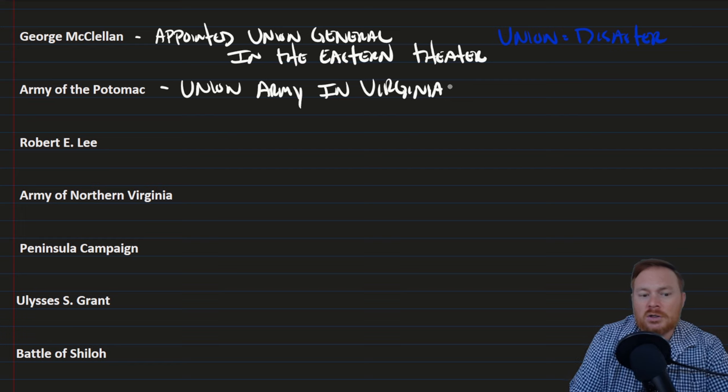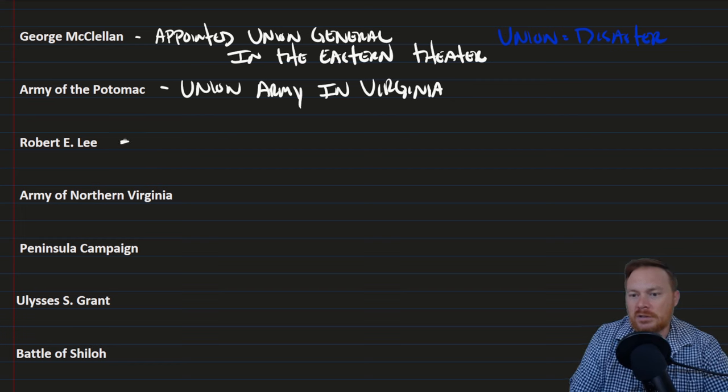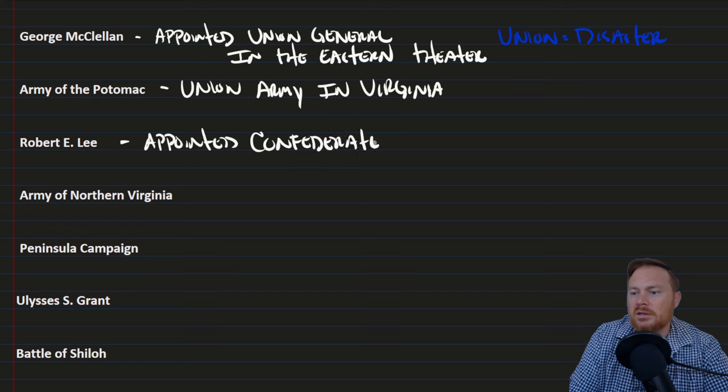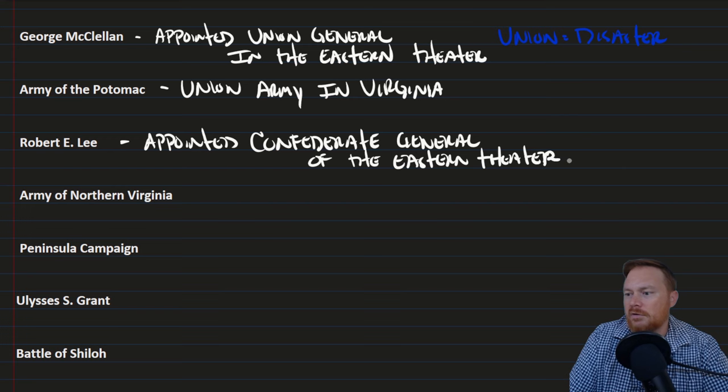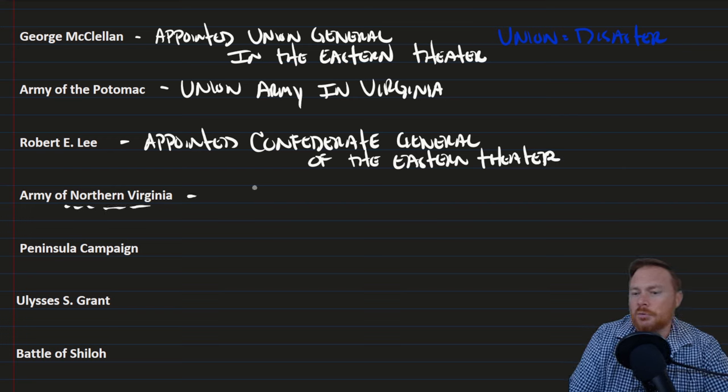of the Potomac is. For the Confederacy, Robert E. Lee is appointed as the Confederate general. He actually does not begin the war in a position of field command, but he eventually is appointed Confederate general of the Eastern Theater. All right, Eastern Theater. And the Confederate Army is appropriately called the Army of Northern Virginia. So this is the Confederate Army.